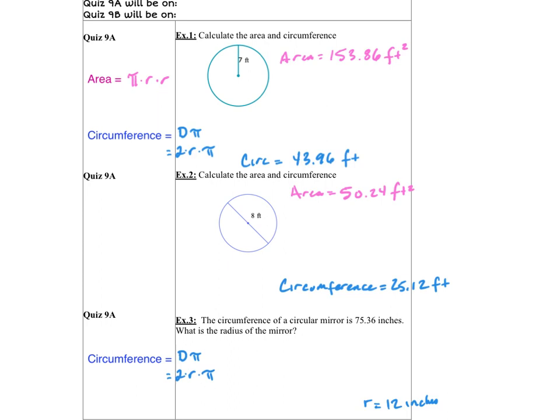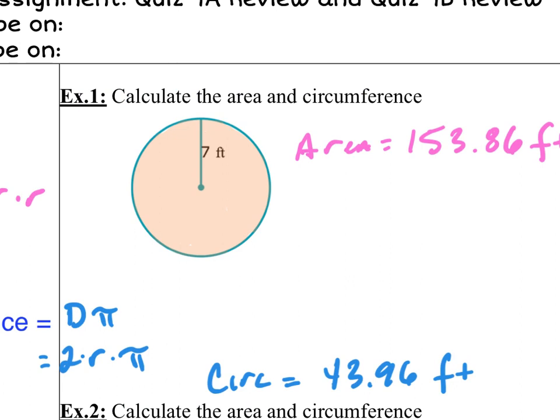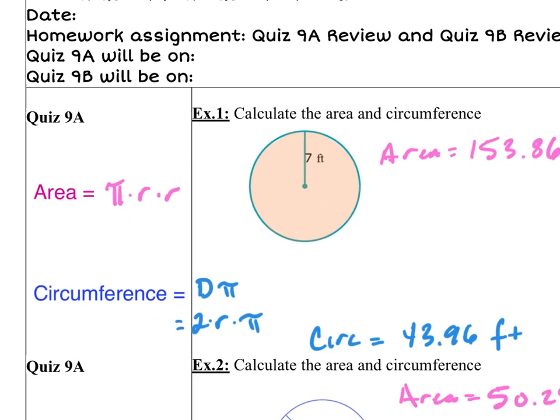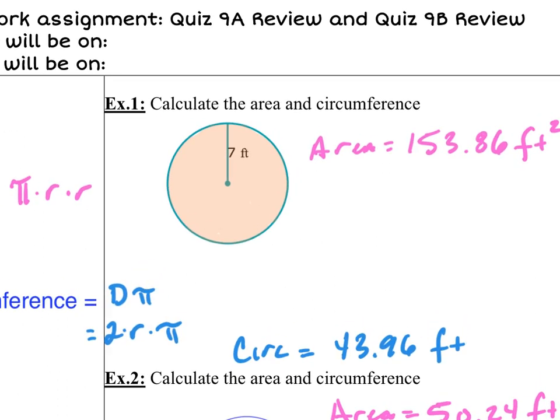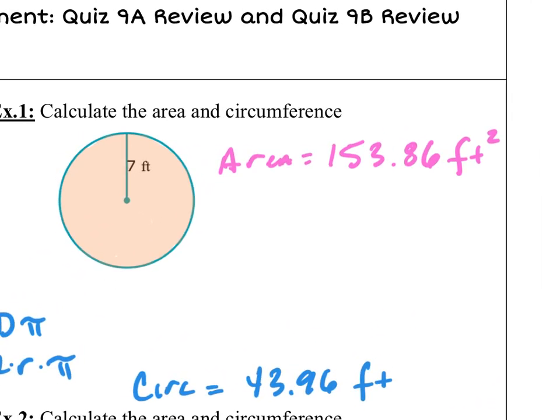Okay, there you go. So you should have figured your area. Remember, your area measures the amount of space it takes up on the inside. Okay, so that's what we're measuring. You use the formula that the area equals pi times radius squared. You should have come up with that the area is 153.86 feet squared. Don't forget that part.